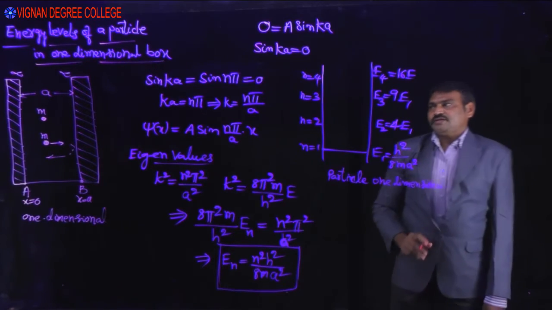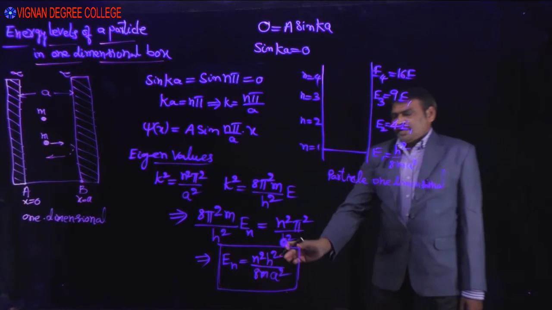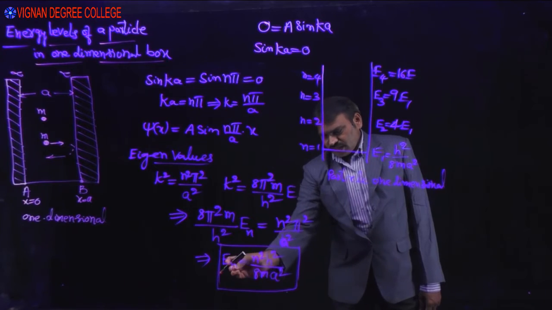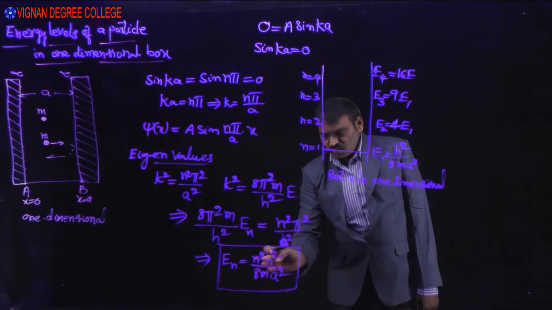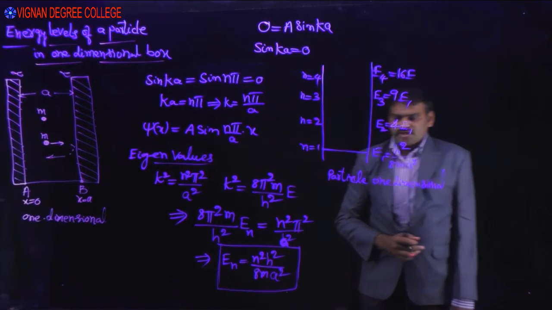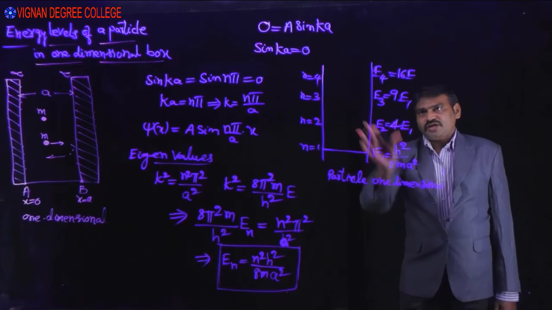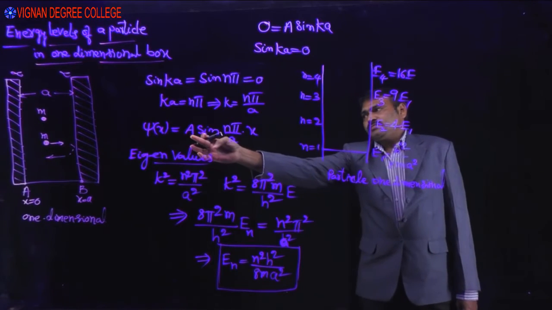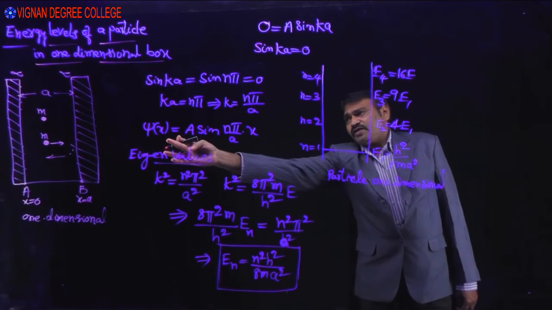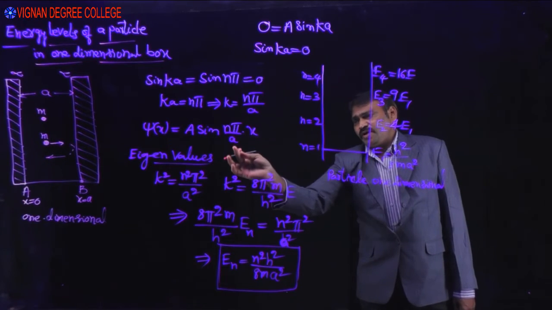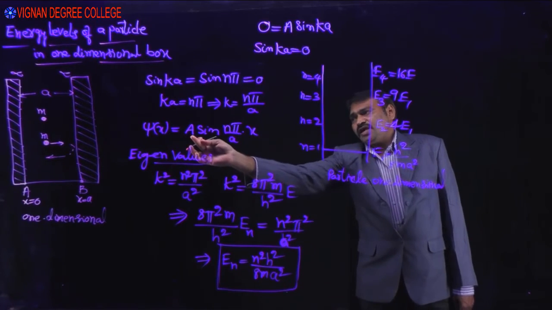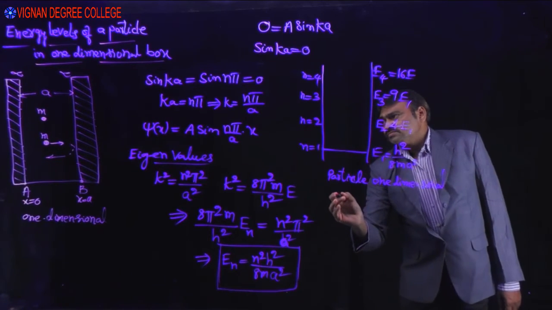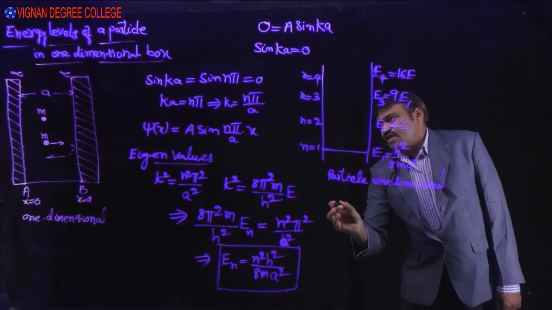Particle in one dimension. The energy of the nth energy level is equal to n square h square by 8ma square. From this, you can draw the energy level diagram. In this equation, the wave function psi of x is equal to A sin n pi by a into x. Now calculate the A value.